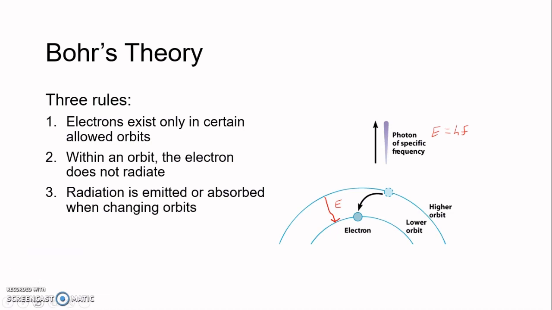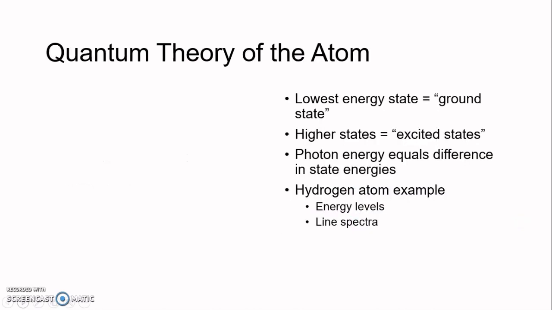Now, another thing can happen here. If I have a photon coming in and it hits an electron in the lower orbit, the electron can also absorb that energy and jump up to the higher orbit. So electrons absorb photons and then jump to higher orbits, or they jump to lower orbits, releasing or emitting photons. The lowest possible energy around a nucleus is what we call the ground state. Any energy level above the ground state, we call that an excited state.